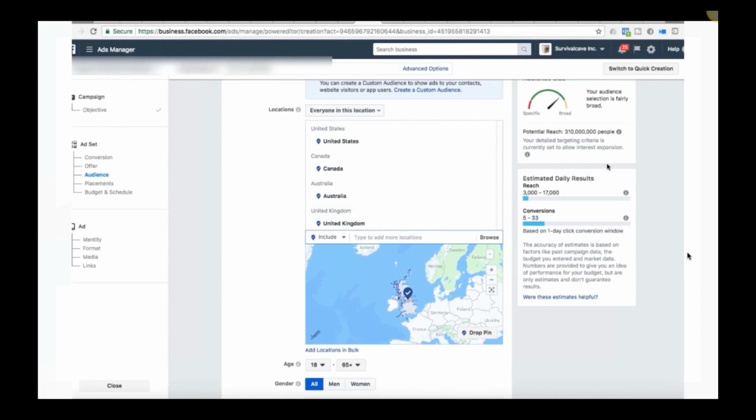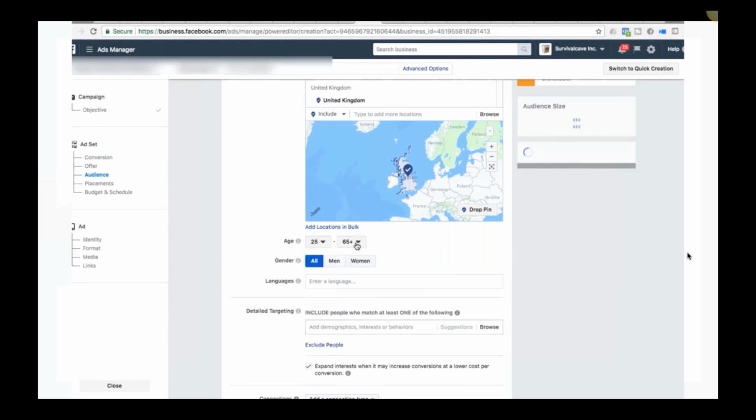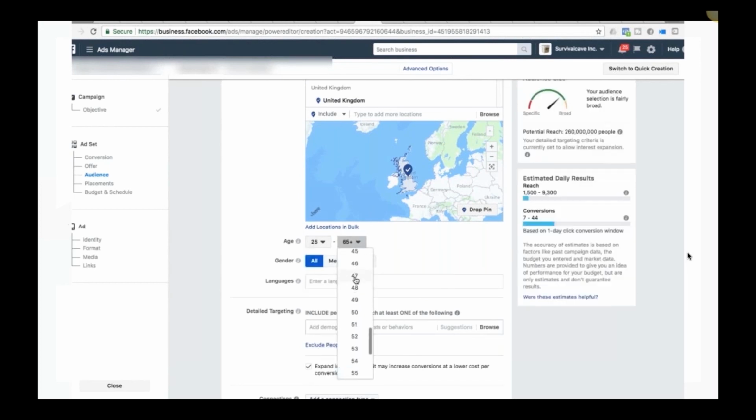But if you notice over here, it's going to tell you your potential reach is 310 million. Yeah, that's a little big. Okay, so we don't want to do that. So we've already determined, I think, in the beginning, this was going to be 25 to 35-year-olds. So let's put that in there.